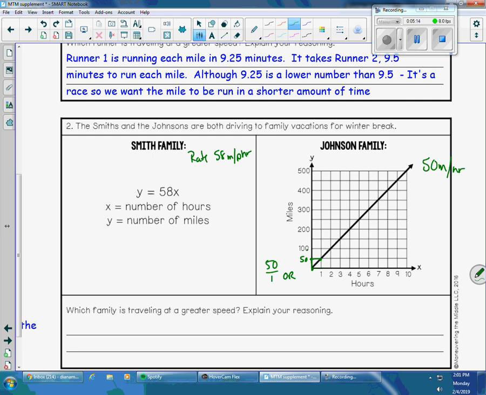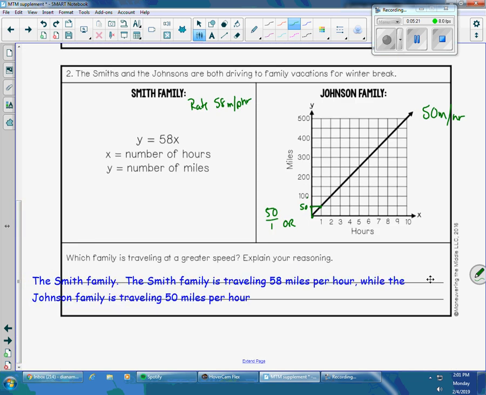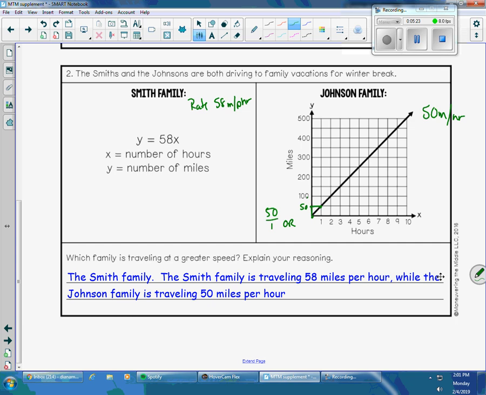Okay, so which family is traveling at a greater speed? Explain your reasoning. Hopefully by now you've picked the Smith family, right? We picked the Smith family. Explain my reasoning. The Smith family is traveling at 58 miles per hour, while the Johnson family is traveling at 50 miles per hour. This is a faster rate. I'm ordering from largest to smallest here.